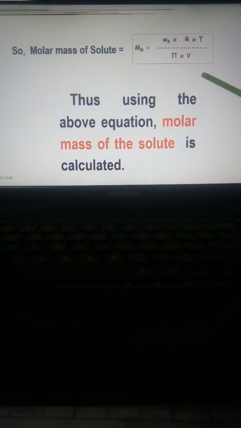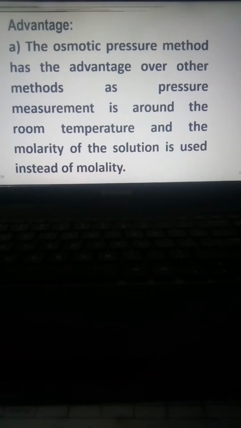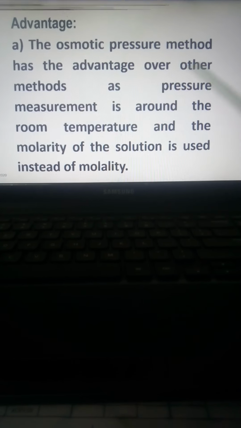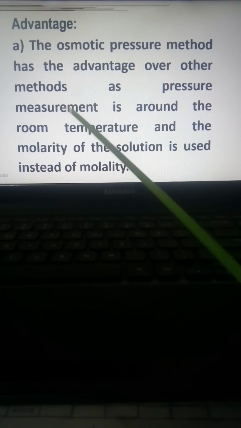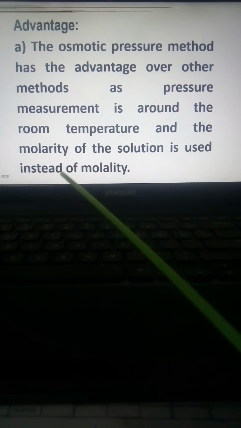This is the equation to calculate the molar mass. Whatever colligative properties, the 4 colligative properties we have discussed, their main motive is to find out the molar mass, you remember. In each case we get a mathematical expression to find the molar mass. Out of this, there are some advantages regarding osmotic pressure. The osmotic pressure method has the advantage over other methods, as pressure measurement is at around room temperature and the molarity of the solution is used instead of molality.